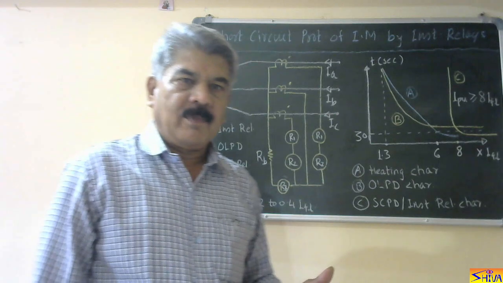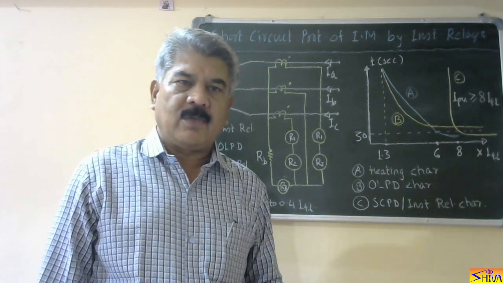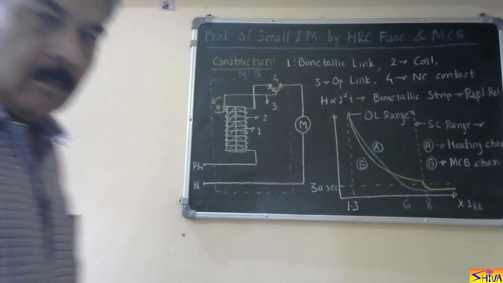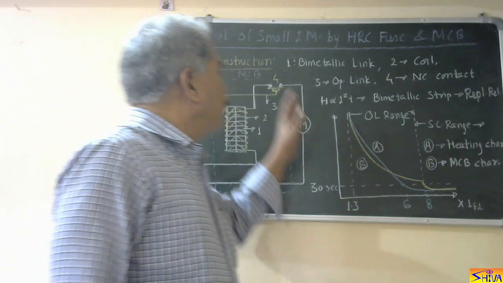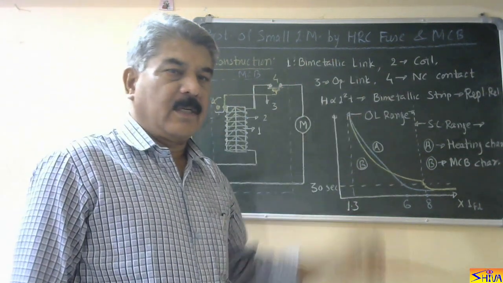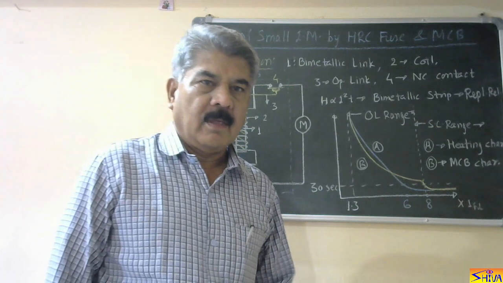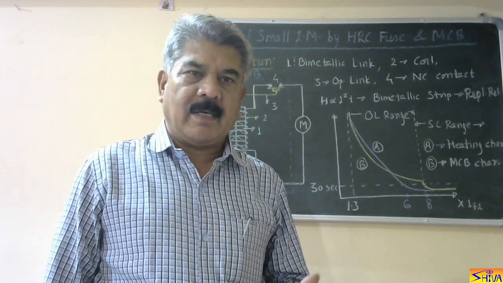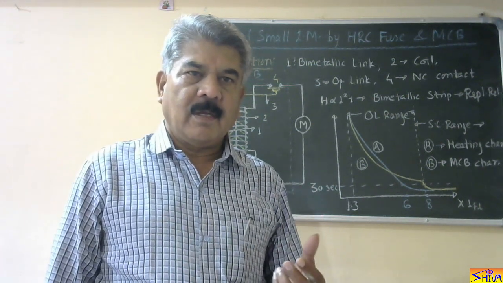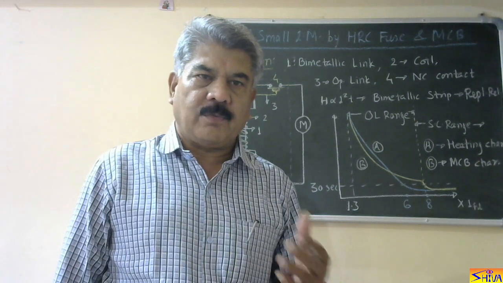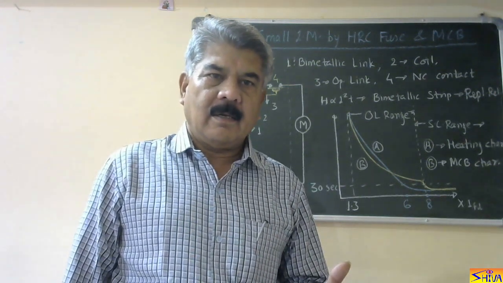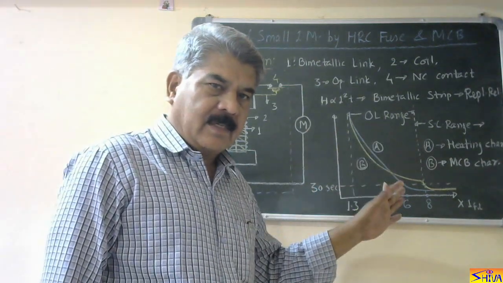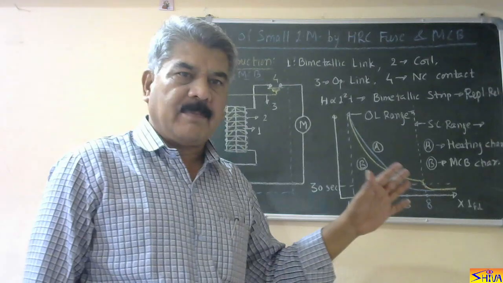Now I will explain how small motors are protected by using fuse, MCB and MCCB. Now, protection of small induction motors by fuse and MCB, or MCCB. Whenever I say MCB, it means miniature circuit breaker used for small induction motors, and MCCB is moulded case circuit breaker used for relatively higher HP induction motors. So here I will explain MCB, its characteristic. Same theory will be applicable for MCCB also.